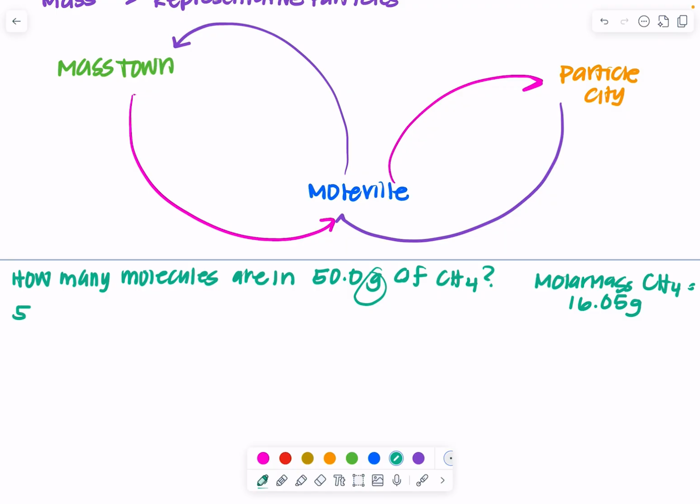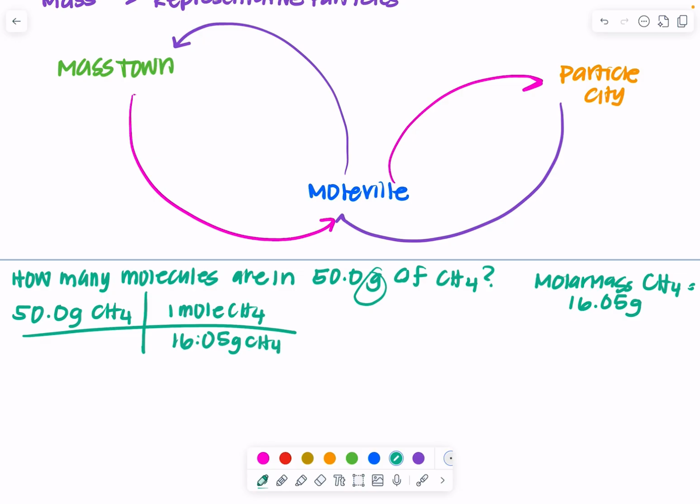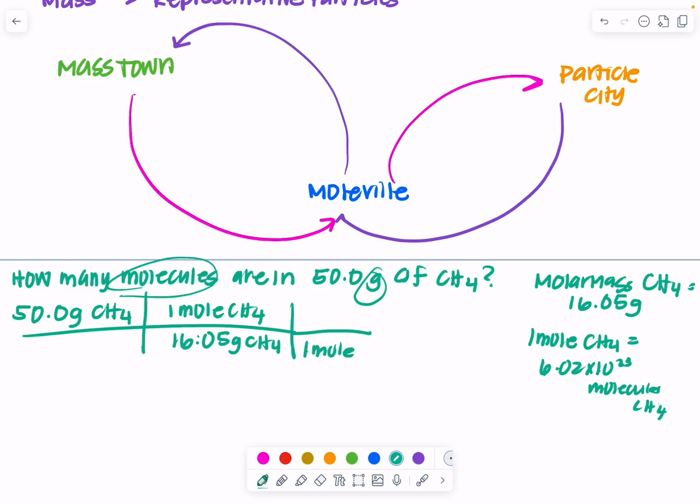So we can start with 50.0 grams of CH4. We have 1 mole of CH4 is equal to 16.05 grams of CH4. And again, it didn't ask for moles, it asked for molecules. And remember, 1 mole of CH4 is equal to 6.02 times 10 to the 23rd molecules of CH4. So I put 1 mole on the bottom to cancel, and 6.02 times 10 to the 23rd molecules on top.